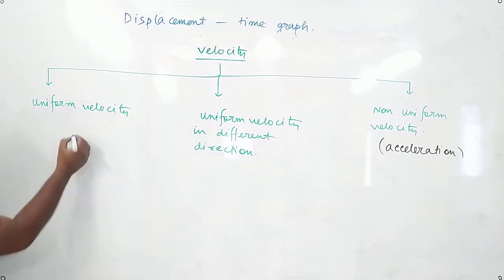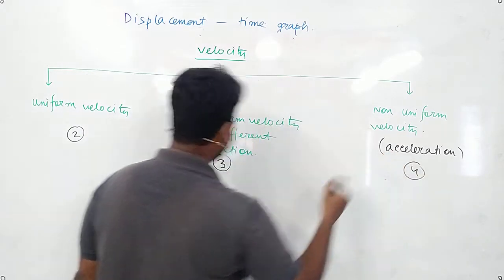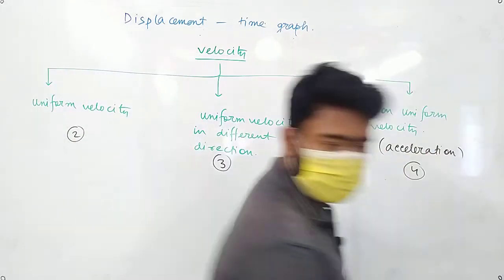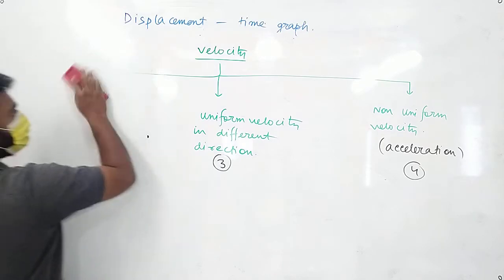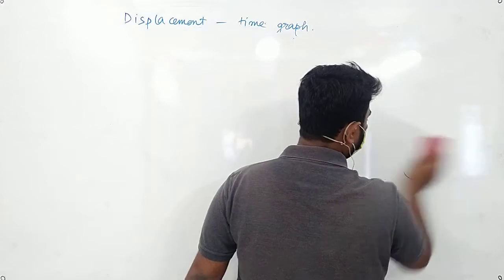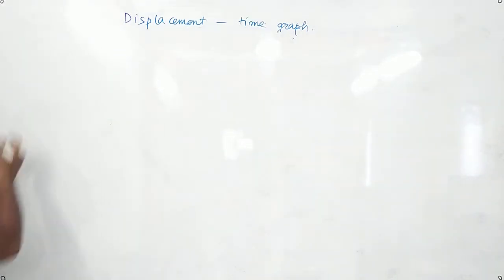So this is our case 2, this is case 3, this is case 4. First we will start with case 2. Case 1 we did the first one, at rest. When there was no velocity, case 1 was at rest. Now let us proceed with case 2.